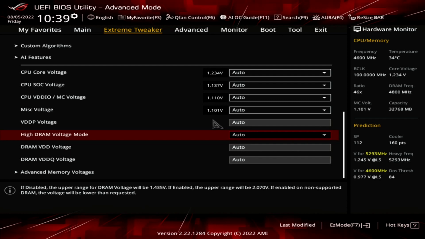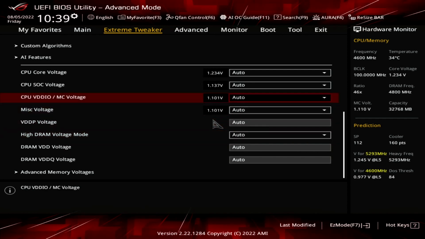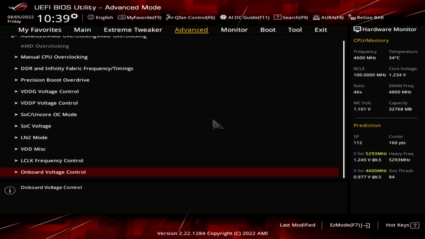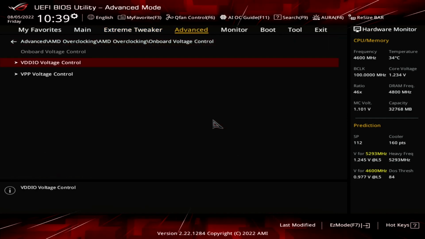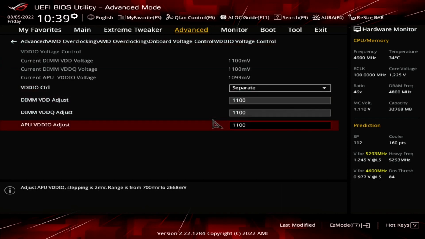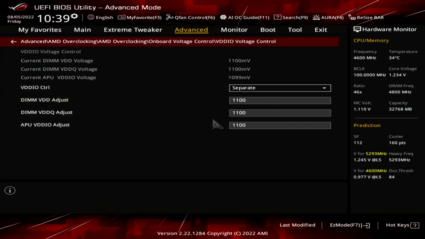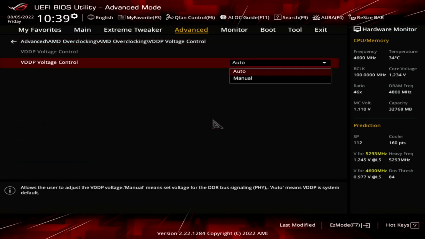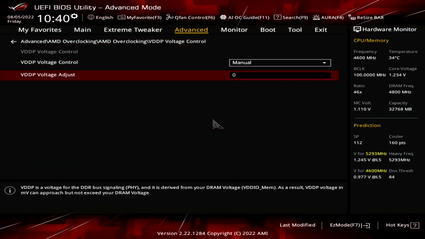In the Asus ROG BIOS, you can configure the VDDIO MEM and VDDP DDR voltage rails in the Extreme Tweaker submenu. Alternatively, you can adjust the VDDIO MEM voltage in the AMD Overclocking VDDIO Voltage Control submenu under the APU VDDIO Adjust option and the VDDP DDR voltage in the AMD Overclocking VDDP Voltage Control submenu.